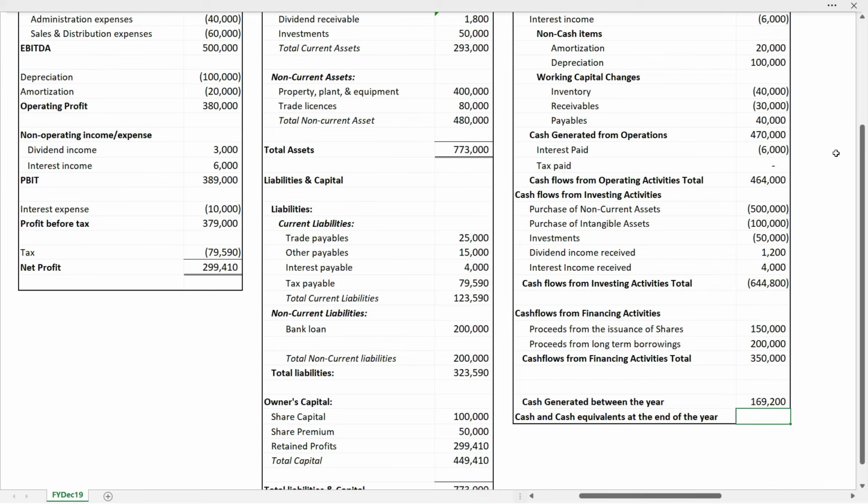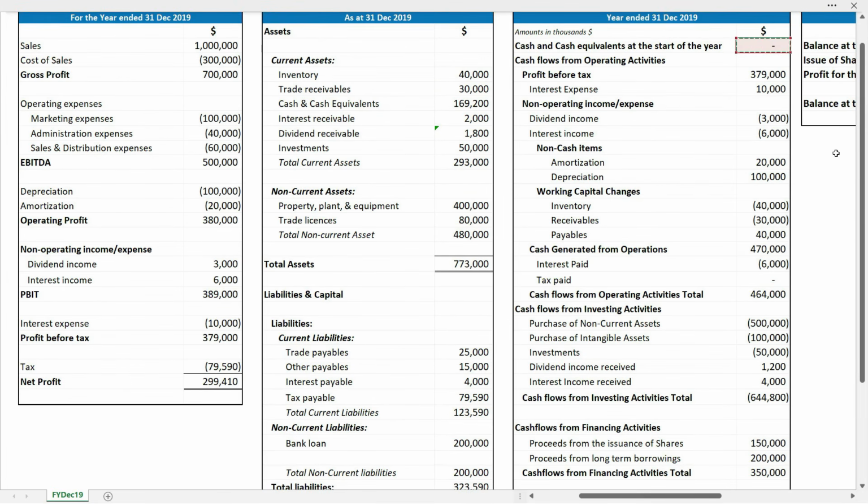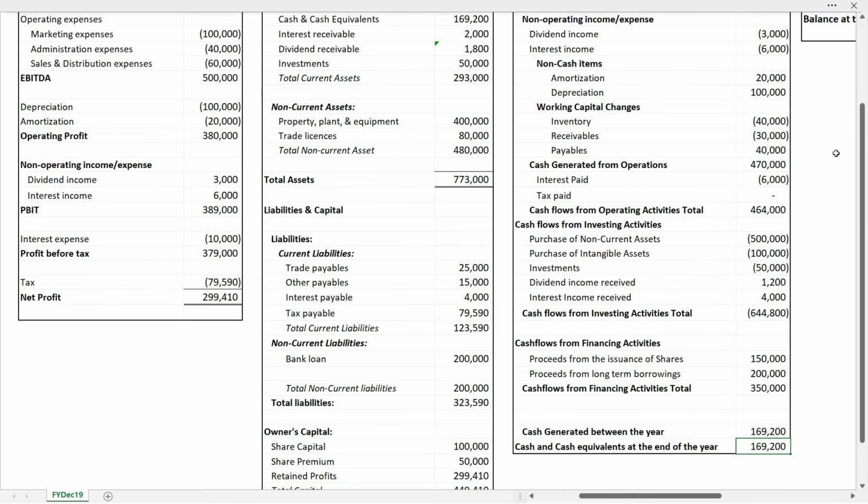And finally cash and cash equivalents at the end equals this value that is generated between the year plus the opening value that is up there, and that value is 0. Press enter. So my closing value is 169,200, and by the way the same value is here in the balance sheet.